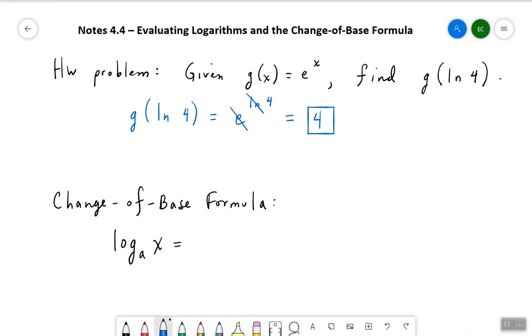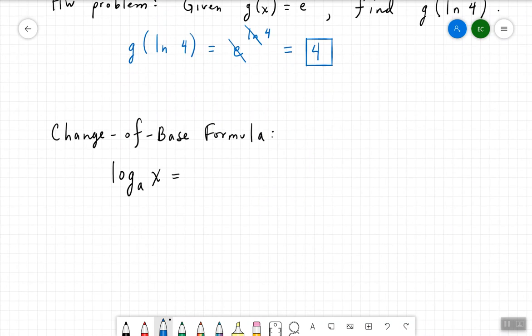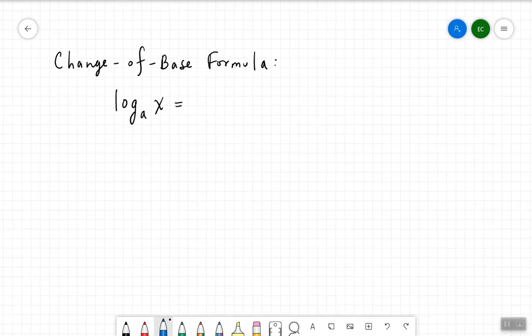So this idea that the exponential and the logarithm cancel each other out, that they're inverses of each other, is important. It was important in the last section. We have a reminder here, and we'll use this fact again in the next two sections in the rest of this chapter. The other thing I wanted to talk about was the change of base formula.